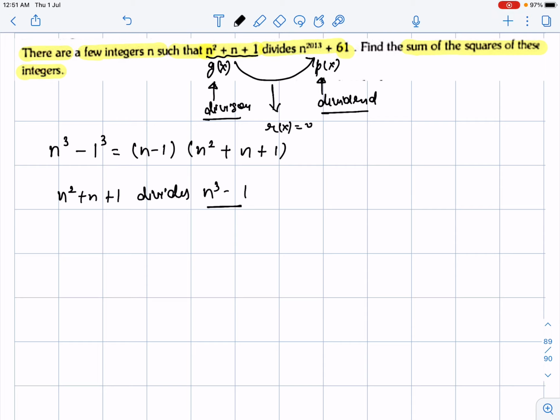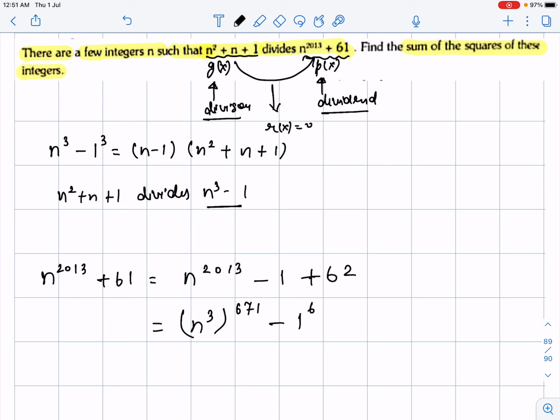Okay. So what is the dividend polynomial given to me? n to the power 2013 plus 61 is given to me. So I'll write it like n to the power 2013 minus 1 plus 1, meaning plus 62. I'll bring it in the form of n to the power 3. Then what should I multiply into 3 so that 2013 will be generated over here? 671. So n cube minus 1 to the power 671, let us assume, plus 62.